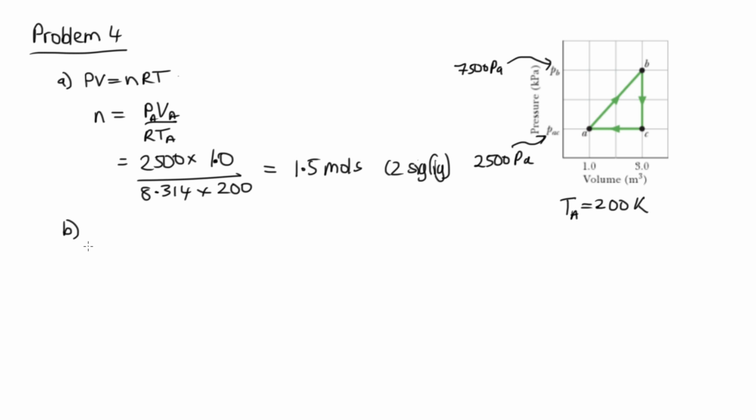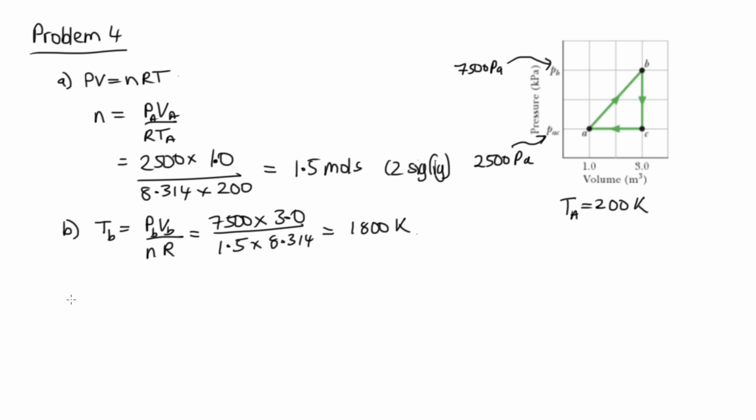And then in part B, it asks me what's the temperature of the gas at point B, so that's here. So the temperature at point B is going to be equal to, just rearranging our ideal gas law, PB VB over nR. We're told what these are. The pressure is 7,500. The volume is 3. n we've just calculated, it was 1.5. R was 8.314. And so solving this on the calculator, I end up with 1,800 kelvins.